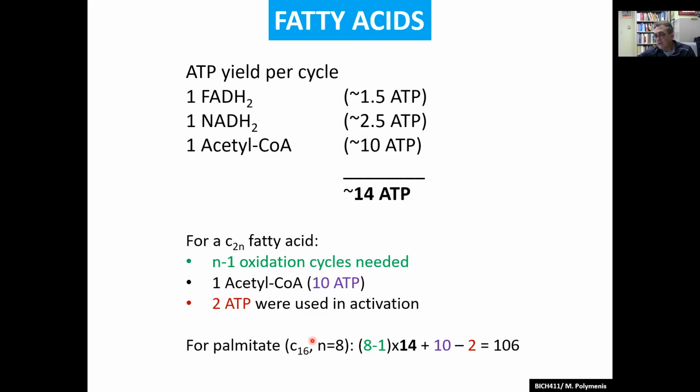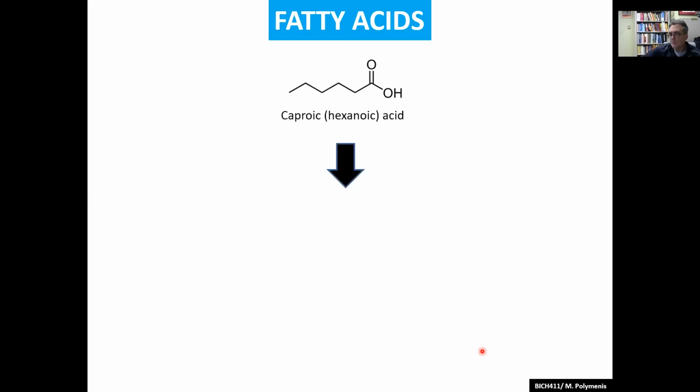So you're going to have 8 minus 1 cycles, because again, the last one is going to come off by itself as acetyl-CoA, times 14 that we calculated here. Okay, that's the number of ATPs. So 7 in this case times 14, plus the 10 you're going to get from the stump of acetyl-CoA that's going to be left, minus the 2 you spend in the beginning. That gives you 106 ATPs net profit if you burn a 16 carbon fatty acid.